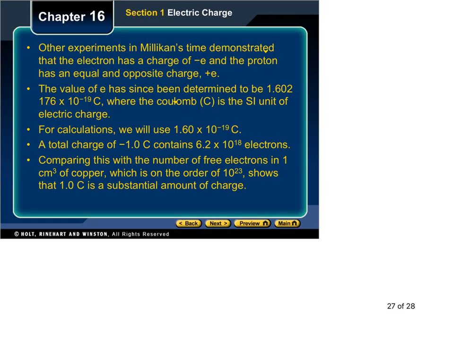Other experiments done about this same time showed that the electron had a charge of minus e, and the proton had an equal and opposite charge of plus e. And the value of e was determined to be 1.602176 times 10 to the negative 19 C, the coulomb, the SI unit of electric charge. For our calculations, we're going to use 1.60 times 10 to the negative 19th coulombs. So, very key idea right there. So that's e.